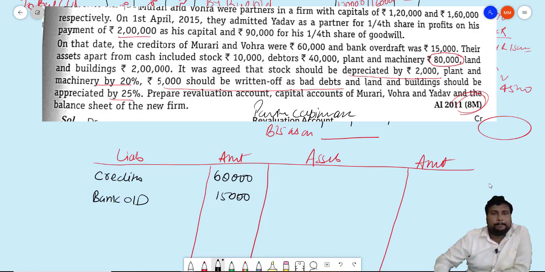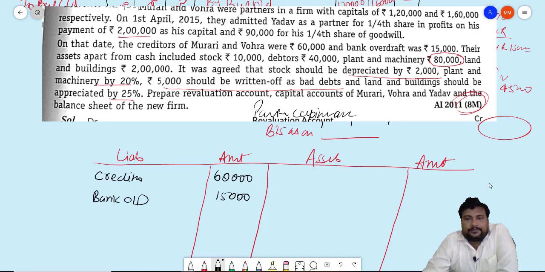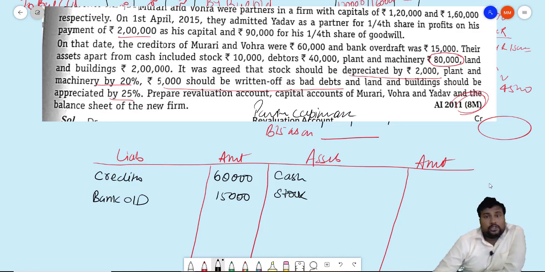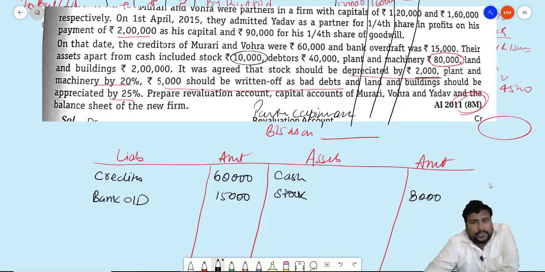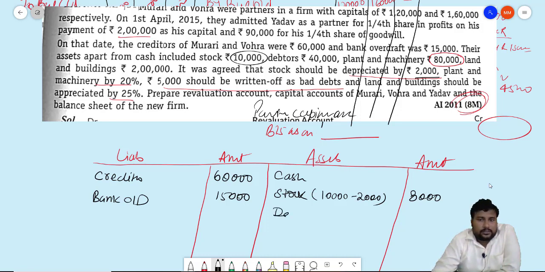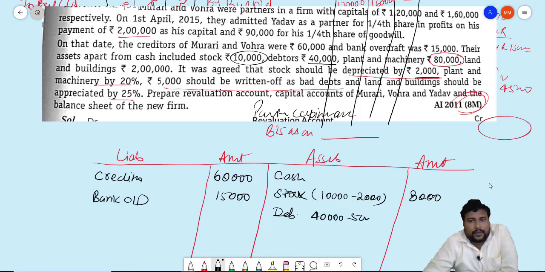Chalo bhai, theek hai. So we start from the cash. Remain the cash column. After that, stock: how much? Stock was 10,000, but it is depreciated by 2,000, so now the stock value is 8,000. You can show it also here as 10,000 minus 2,000. Debtors 40,000. Beta, in debtors 40,000, 5,000 is bad debts. So 40,000 minus 5,000, total is 35,000.